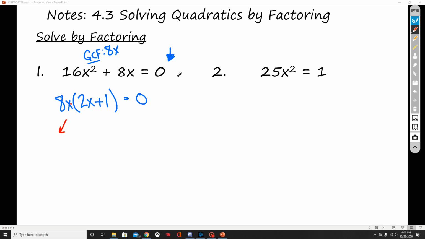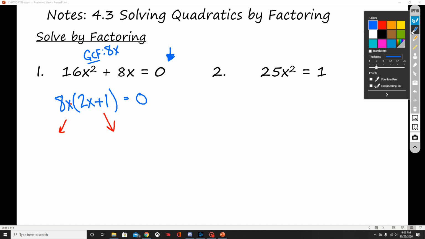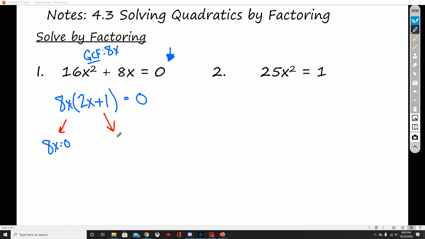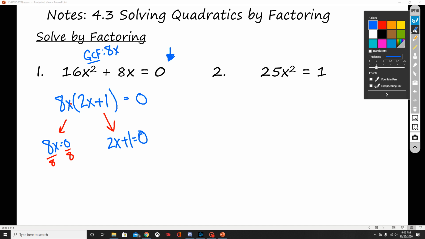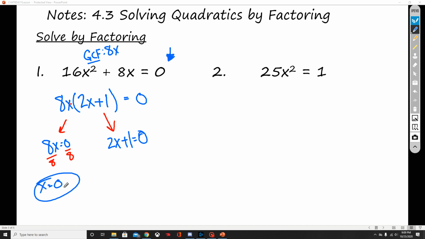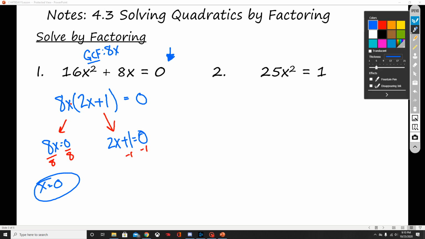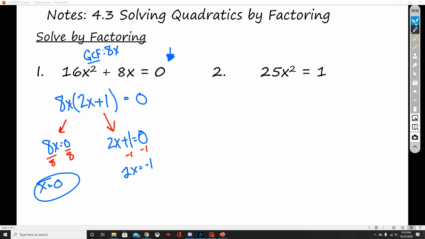So what that means is that either 8x is equal to 0, or 2x plus 1 is equal to 0. If we can solve these two equations, we can figure out which x values result in this being equal to 0, and those would be our solutions. If we divide by 8, we can see that one of our x values that satisfies the equation would be 0, x equals 0. And if we solve this other equation, our other x value that is a solution to the equation is x equals -1/2.